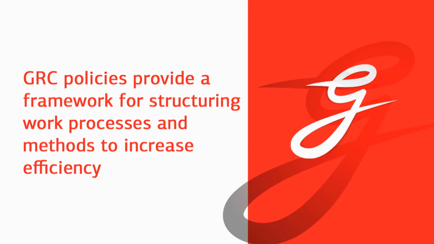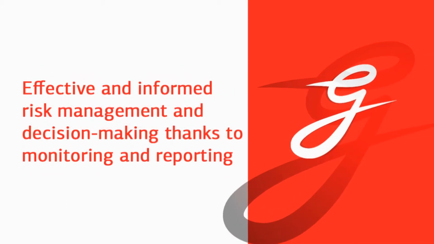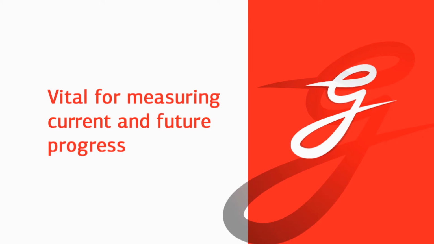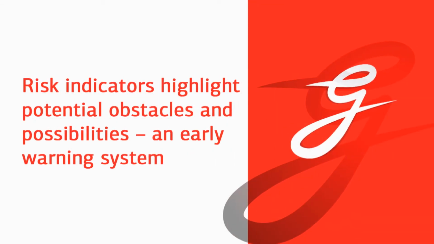Eighth, monitoring and reporting. An effective monitoring and reporting framework supports an organization in achieving its business objectives by enabling informed and effective risk management and business decision making. So this is very essential to measure where we are and where we go. Ninth, key risk indicators. A key risk indicator is an indicator of the possibility of a future adverse impact or upside potential. Key risk indicators provide an early warning to identify potential events that might impact the ability or inability to achieve set objectives.